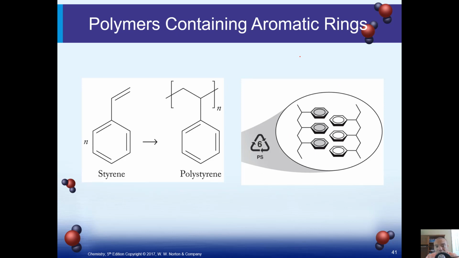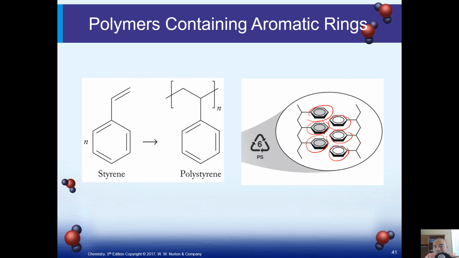Individual aromatic rings as well as fused rings are flat molecules, thus they tend to stack neatly, which gives rise to useful properties. Notice the benzene rings, they are very flat over here, and they can stack well with each other.